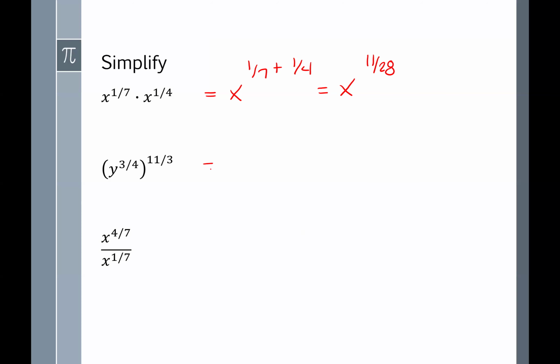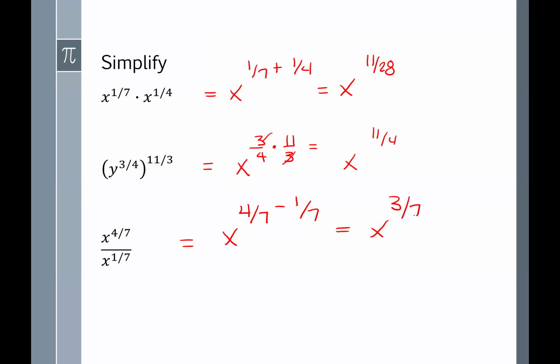And if I raise a power to a power, again, I multiply the exponents when I do that. Is that x to the 11/4? Because the 3's will cancel. And if I divide, I subtract. I don't care that they are fractions, because I know my calculator can help me add, subtract, multiply, and divide fractions if it needs to.